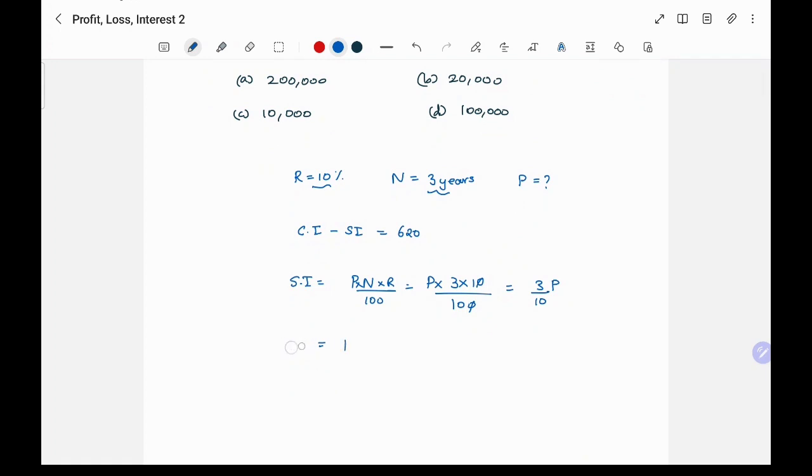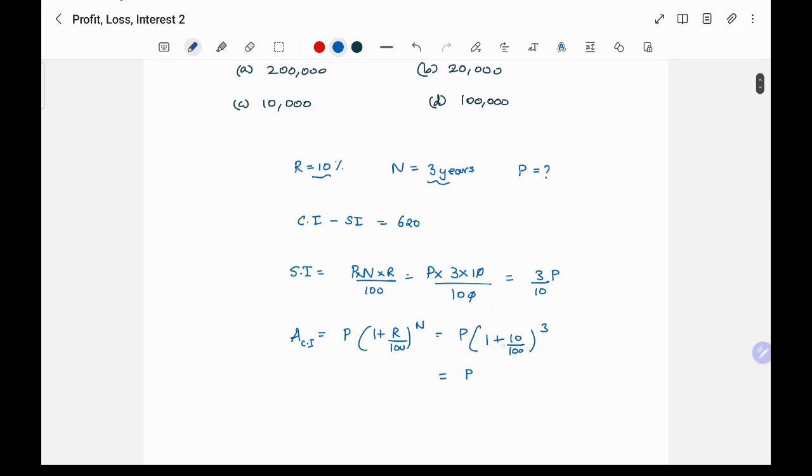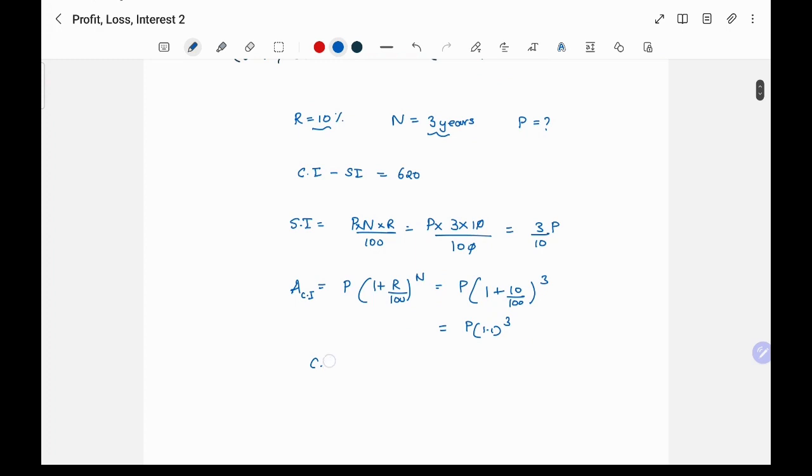So we first have the formula for amount of compound interest, right? So it is P into 1 plus R by 100 whole power N. So P we don't know. So 1 plus 10 by 100 in power 3. So P into, this is 1.1 power 3. So what will be the compound interest itself? It is amount minus principal. So it is P into 1.1 whole cube minus 1.